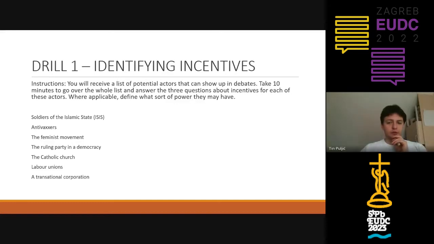Right, so at this point we're going to start, simply to have time to finish the other drill as well. If anyone is not done with the incentive analysis, you can still discuss as we go, and share your ideas. So we're going to start going actor by actor and analyzing the answers to all three questions and to power in terms of what type of power they have. So starting with soldiers of the Islamic State or ISIS, can anyone tell me what do you think these people want? What are their incentives?